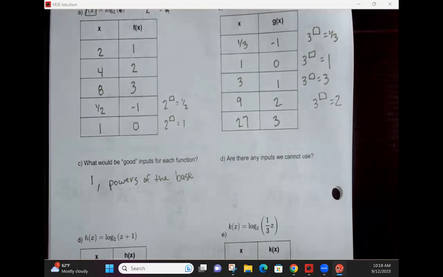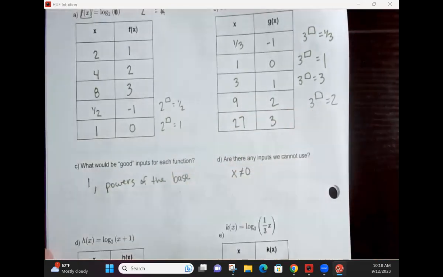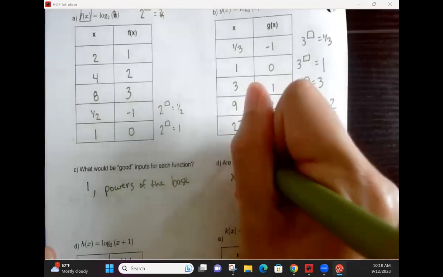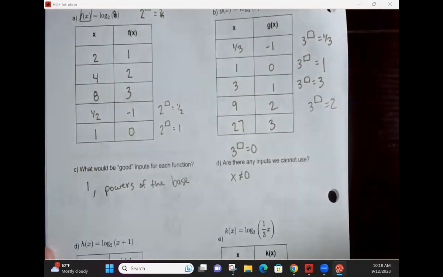Now here's the tricky thing. Are there inputs that we cannot use? Are there x values that are off limits here? What would be x values that would be off limits? 0. Cannot have x be 0. Because if x were 0, if I stick with example B here, I'd be saying 3 to what power gives me 0? Well, it's not a positive number, right? Those are all going to give me bigger numbers than 3.